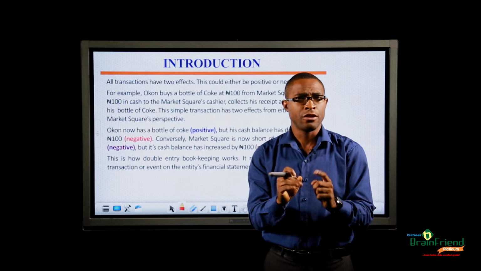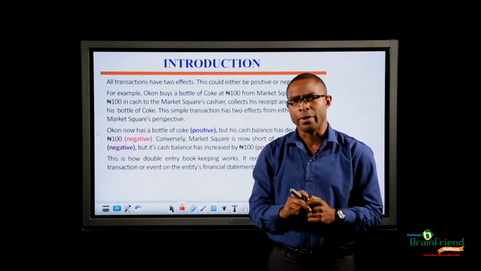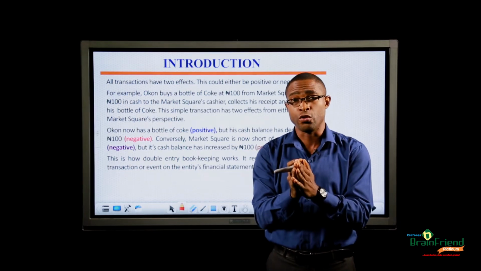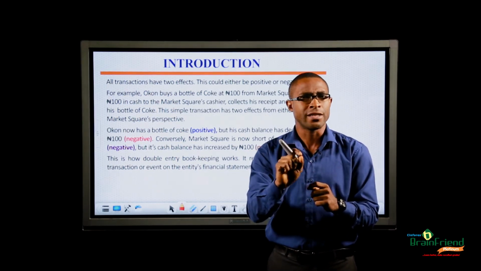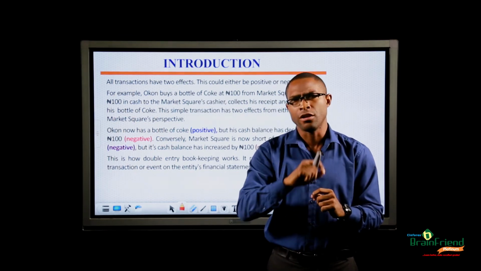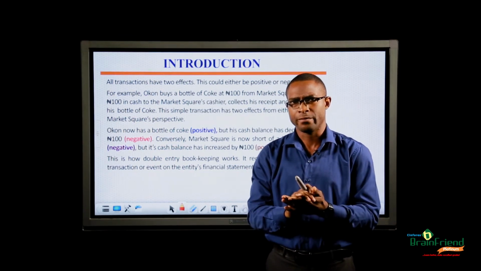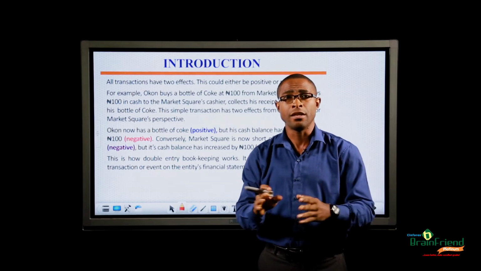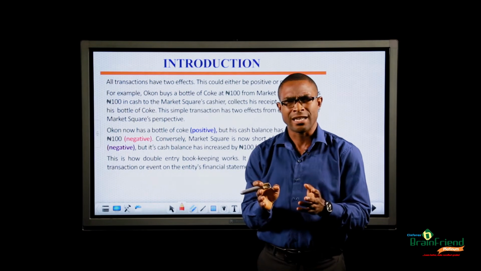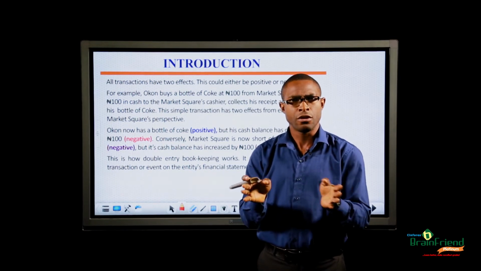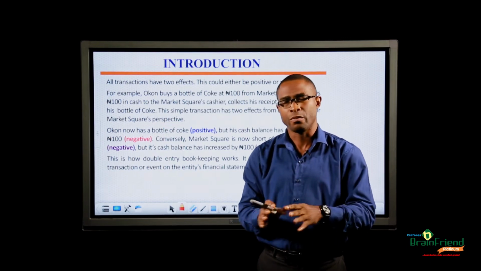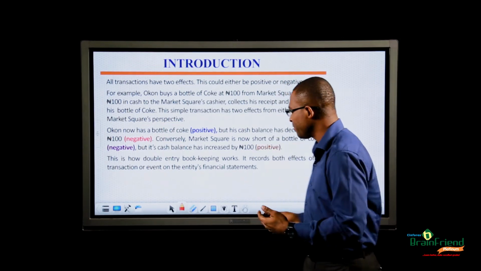On the other hand, you gave the storekeeper 200 naira and a balance of 100 naira was given to you. That means you have lost 100 naira. But then you gained a bottle of soft drink to quench your thirst. That's what happens in business transactions. But before we go, let's look at the quick definition of double entry bookkeeping, which is the topic for today's class.